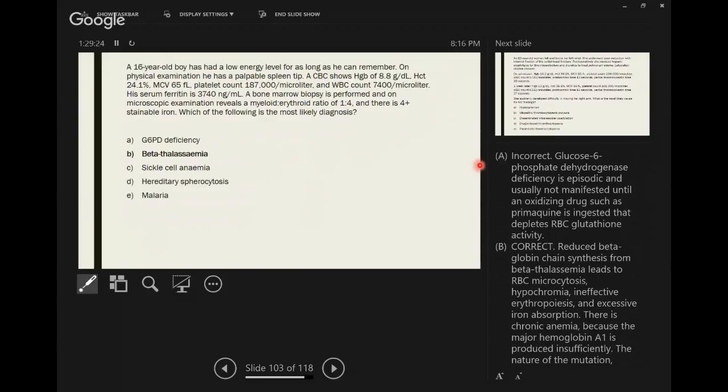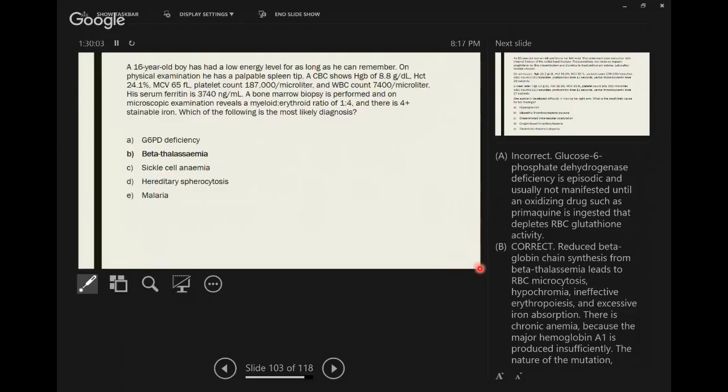So it's beta thal. What you've got is a really microcytic anemia. The microcytosis is fairly in line with the hemoglobin, but it's actually super microcytic. Everything else is normal, and it's hereditary and it's a 16-year-old boy. The other thing is, like I said before, beta thalassaemia can cause hemochromatosis, or at least iron overload. So it's a tough one, but that's it. Hereditary spherocytosis is a good second guess though.